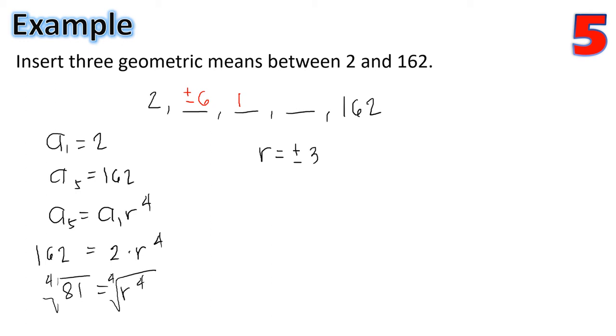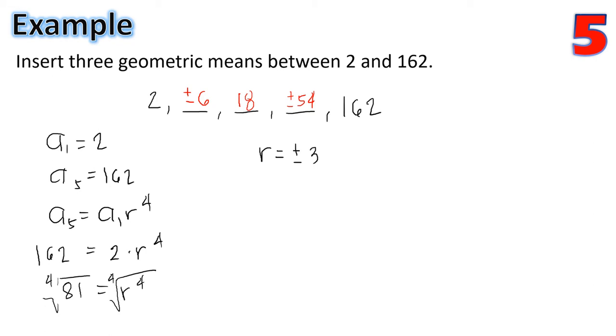Positive 6 times positive 3 is 18. Negative 6 times negative 3 is 18. Either way, the answer will be positive. 18 times positive or negative 3 is positive or negative 54. And then positive or negative 54 multiplied by positive or negative 3 will be positive 162. Hence, we were able to form two geometric sequences.